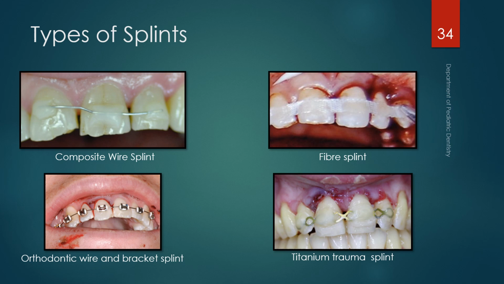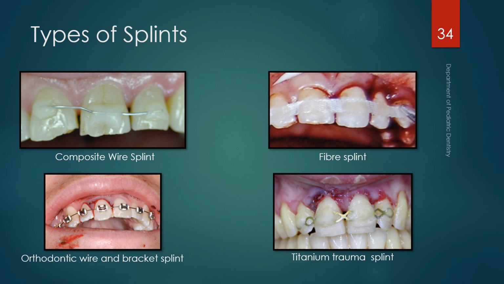This is a splint which is very common because orthodontic wires and composite resin are freely available in any clinic. The next one, on your right, is the fiber splint. These fiber splints are made of glass fibers, and you can use your flowable composite to stabilize the tooth using the fiber splint. The only problem with the fiber splint is that it is very expensive. Then you have your orthodontic wire and bracket splint. Of course, you need to have orthodontic brackets in your clinic to perform this, but it can be done.